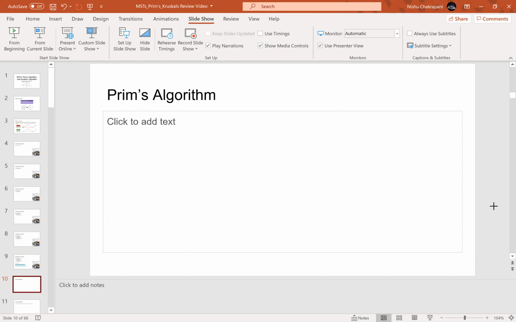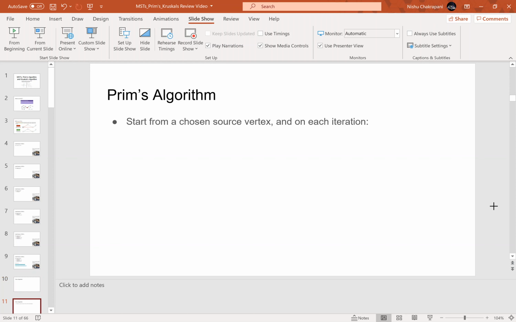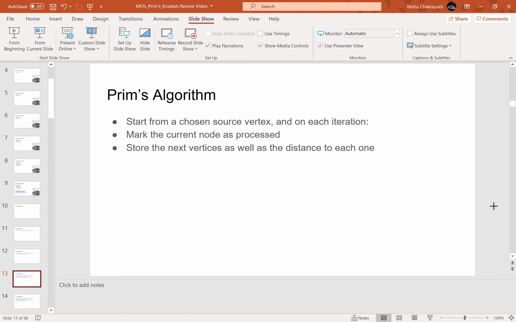The first one we're going to talk about is Prim's algorithm. Now, how this works is we're going to start from a certain source vertex, and then on each iteration, we mark that one as processed, and we see where all it could go to next. And then we mark down where it could go to next along with its distance and the edge to go to that one.